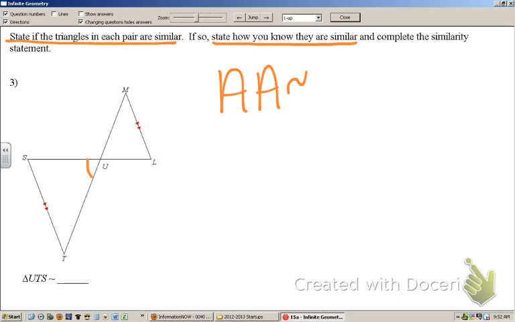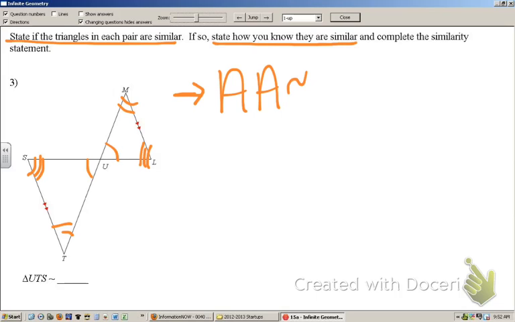Because this angle is congruent to that angle by vertical angles, and then these two angles are congruent to each other by alternate interior. And yes, even these two angles are congruent, but we only have to have 2 angles to prove by angle-angle similarity. So part 1 is to state, yes it was. And what have I told you? If they are similar, you don't have to write yes. Go to part number 2, which is this right here.